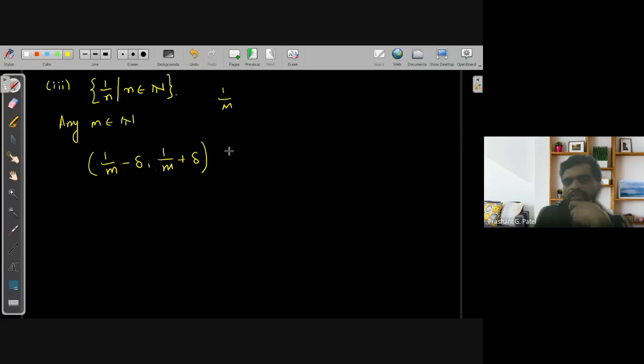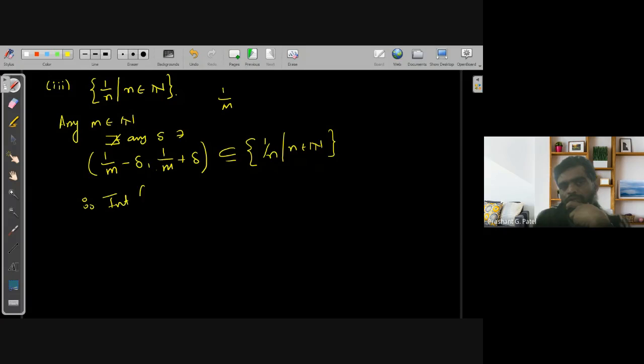So can we say that it will be a subset of this set? I can write there does not exist any delta such that this will be a subset of 1 upon n such that n belongs to n. And this is true for any m in this set. So therefore, the interior of 1 upon n, n belongs to n, is empty set.